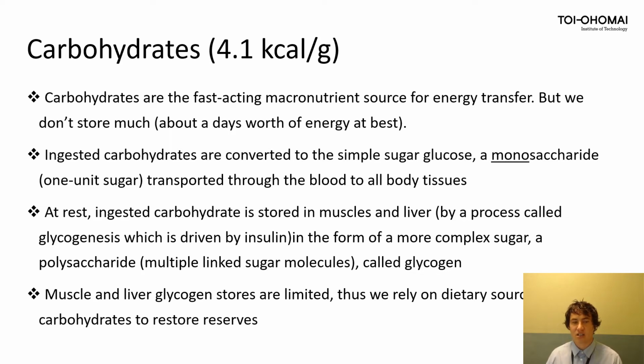At rest, ingested carbohydrate is stored in the muscles and liver, which we know. This process is called glycogenesis. So the build-up of glucose into glycogen and stored is called glycogenesis. It's driven by a hormone called insulin, and it's in the form of a more complex sugar called a polysaccharide, poly meaning many, and it's called glycogen, as we know. Muscle and liver glycogen stores are limited, so we rely on dietary sources of carbohydrates to restore reserves. So we need to get carbs in regularly to maintain those stores.